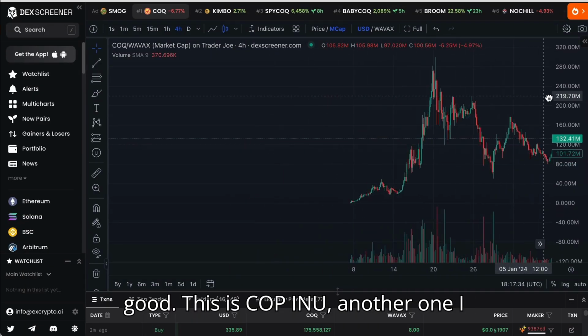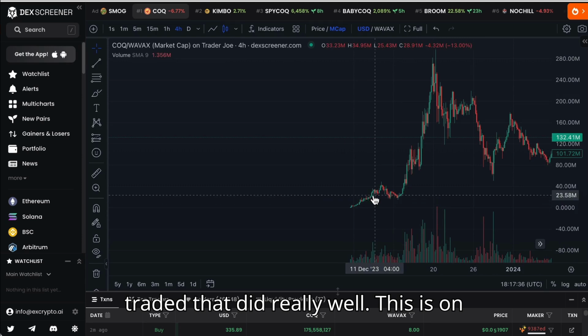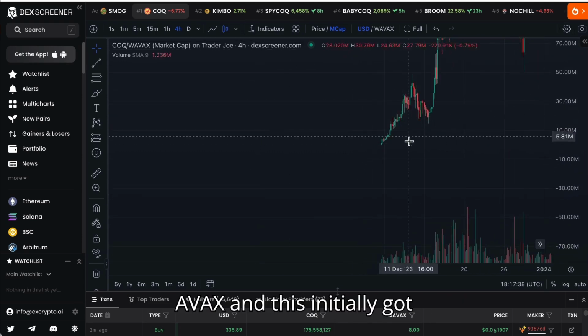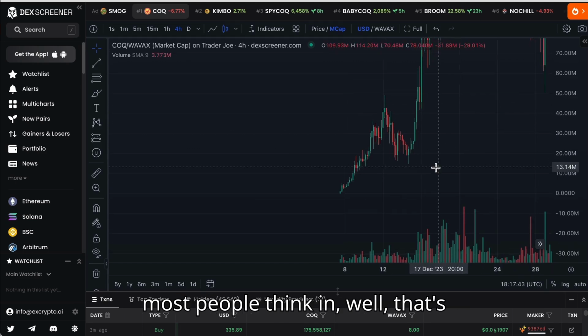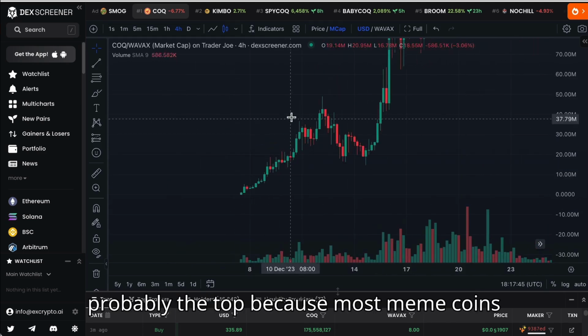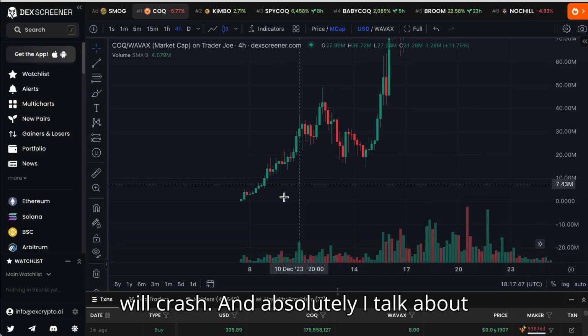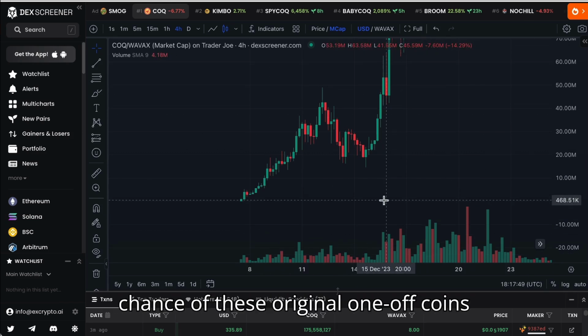This is Kok Inu. Another one I traded that did really well. This is on AVAX. And this initially got to a massive market cap, 48. So again, most people thinking, well, that's probably the top, because most meme coins will crash. And absolutely, I talk about that more than anybody. But is there any chance of these original one-off coins doing more?